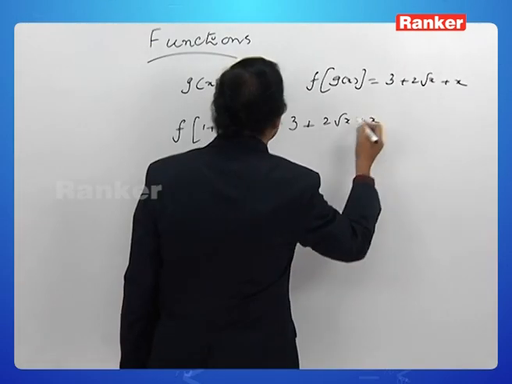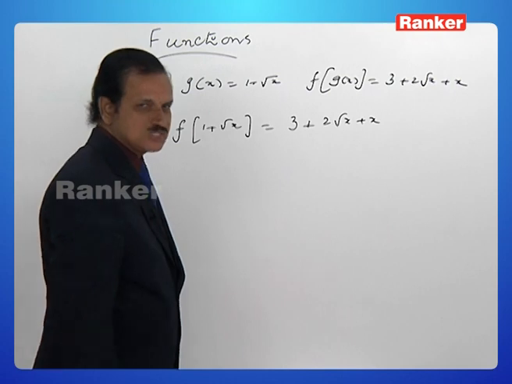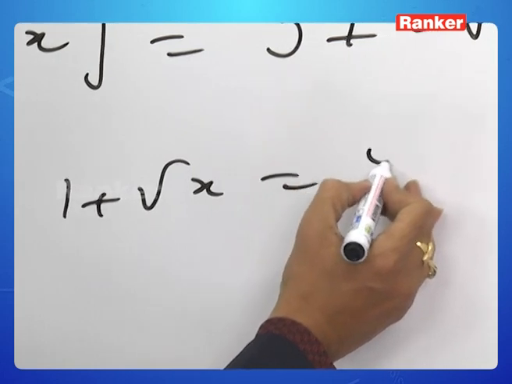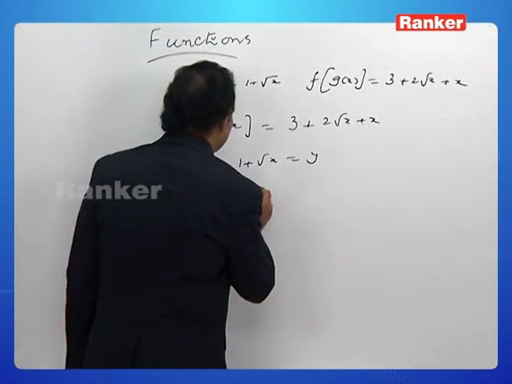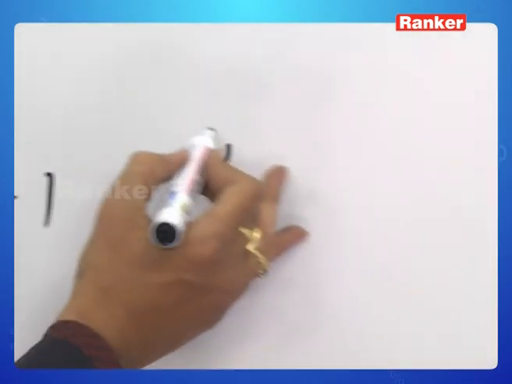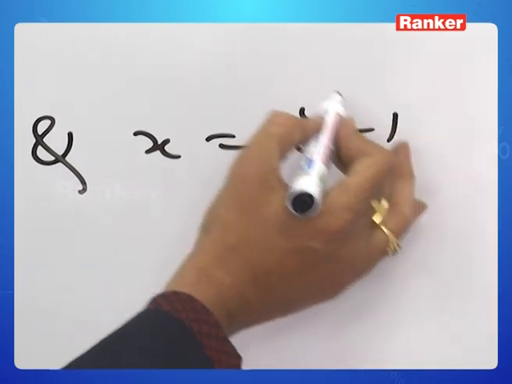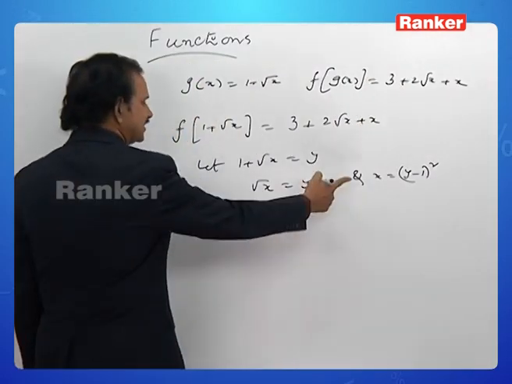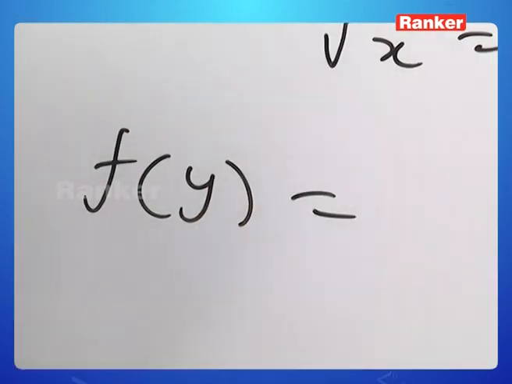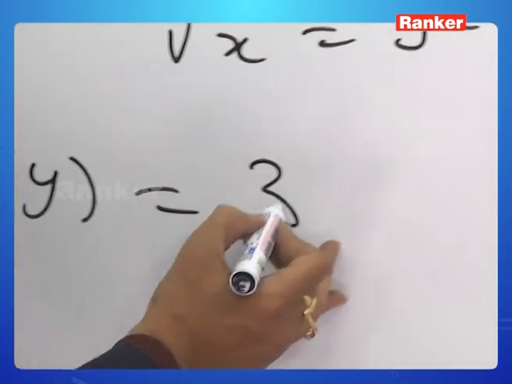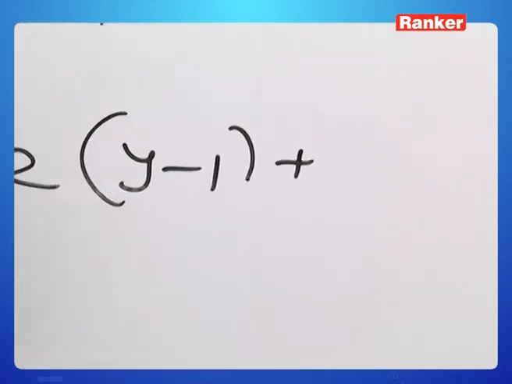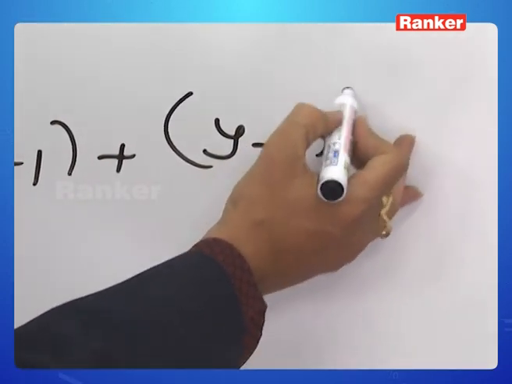root x plus x. At this place, let me take this 1 plus root x as some y. Then root x is equal to y minus 1 and x is equal to y minus 1 whole square. Use these things here in this step. What are we going to have? f of y is equal to 3 plus 2 root x. What is root x? y minus 1, plus what is x? y minus 1 whole square.